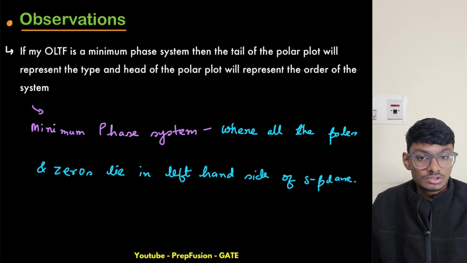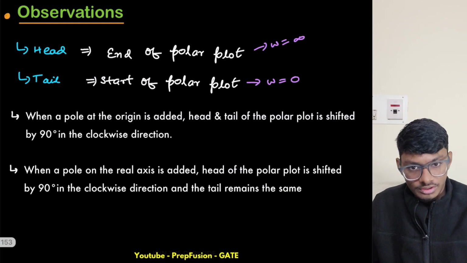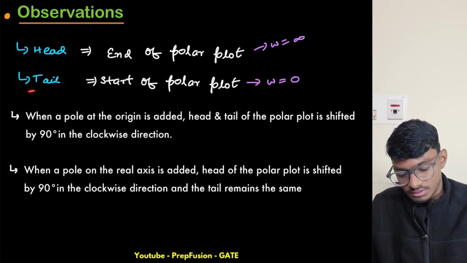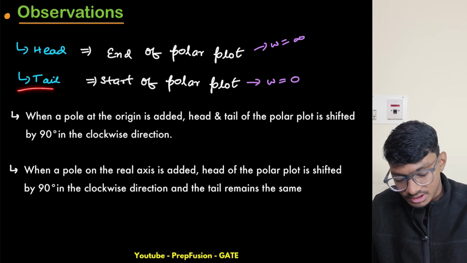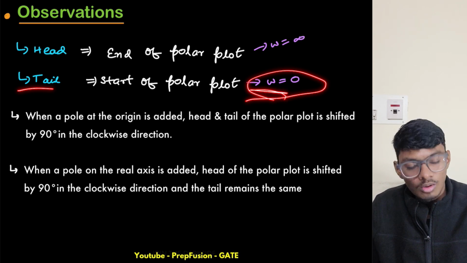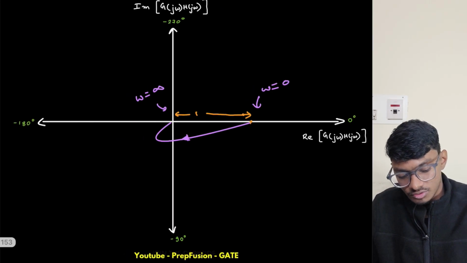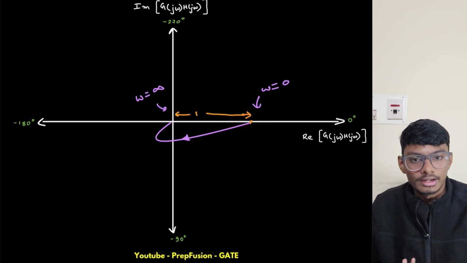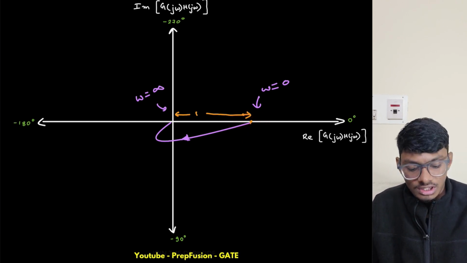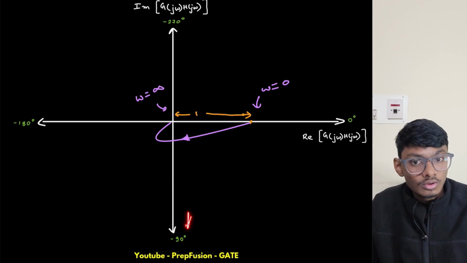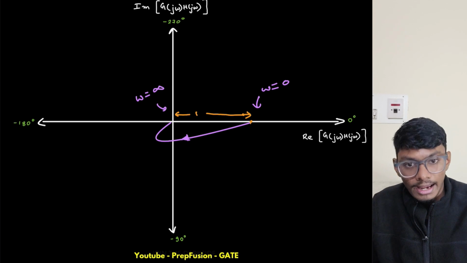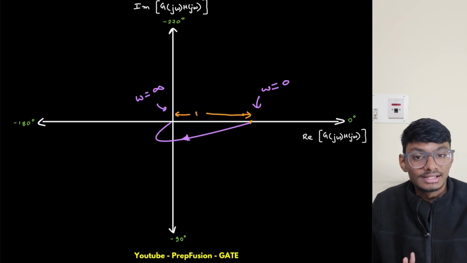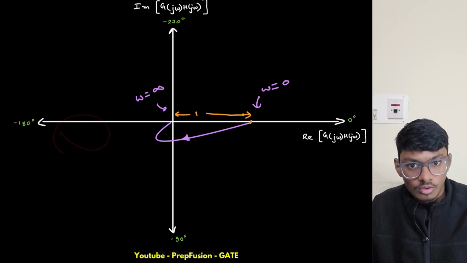Why? Because what is type? Type is basically the number of poles at the origin, and that is what the tail represents. It is the behavior of the angle at omega 0, the start of the polar plot. If it is starting from angle 0, then my type is 0. If it is starting from angle 90, then my type is 1, because it has one pole at the origin. If my angle is minus 180, then it is type 2, which means it has two poles at the origin.